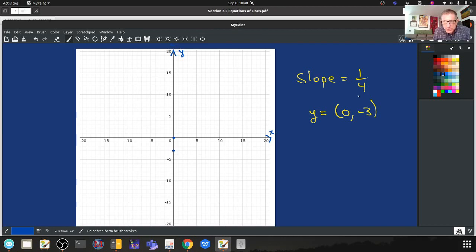Then it says my run is 4 in the positive direction. So I go 1, 2, 3, 4, which puts me right there. Then I go up 1, so right there is my next point. And I simply draw my line through those 2 points. That's good enough for me right there. So that's an easy way to do it.